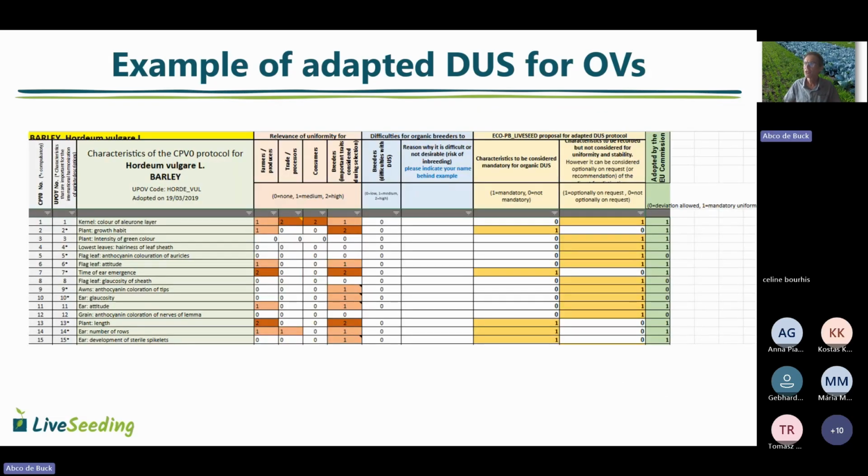Another example is the example of barley. Barley is not so difficult to get uniform. We see all zeros in the blue columns. So this is another kind of situation.